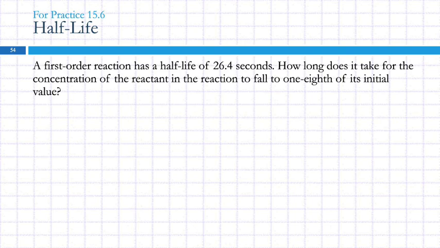A first order reaction has a half-life of 26.4 seconds. How long does it take for the concentration of the reactant to fall to 1/8 of its value? Well, again, we're not going to do any fancy math here. We're starting with original value 1. After 1 half-life, it goes to 1/2. And then it goes to 1/4. And then it goes to 1/8. Right? How many half-lives was that? 3 half-lives. 3 times 26.4 seconds.